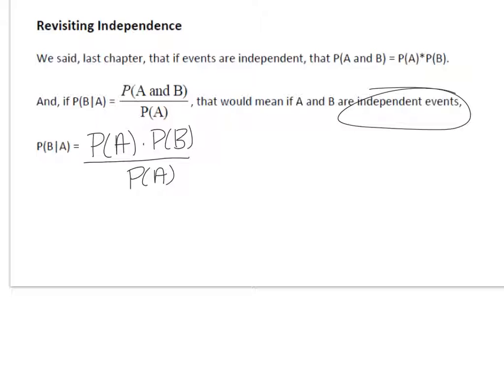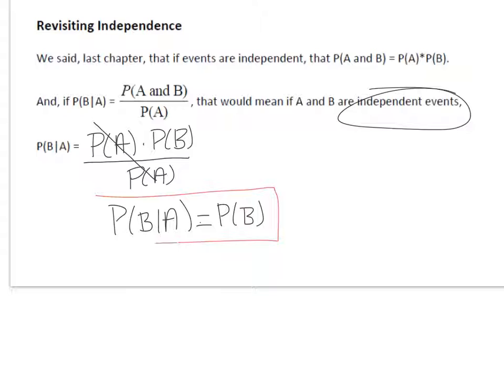Now, as you look at this fraction on the right-hand side, you may notice I have two things, one that appears in the numerator, one that appears in the denominator, that actually cancel. These P of A's would cancel under the independence rule, and I would be left with P of B given A equaling just P of B. So if A and B are independent events, P of B given A is equal to P of B. And we kind of use this as, we'll call it a test, but it's not really a test. It's just a check to see whether or not events A and B are independent.